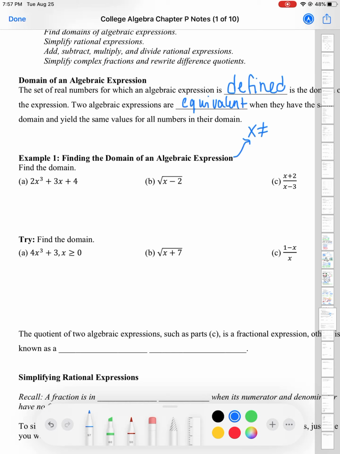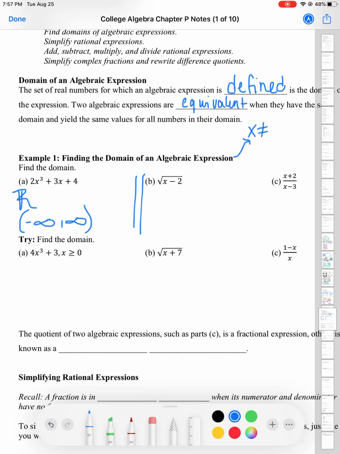So for part A, this is a polynomial, more specifically a cubic. There is no fraction, so no denominator we have to worry about, and there are no radicals. So our domain is all real numbers. All domains of polynomials are all real numbers. Another way we can write all real numbers is from negative infinity to infinity. The domain includes all of the numbers on x, so all the way from negative infinity to infinity.